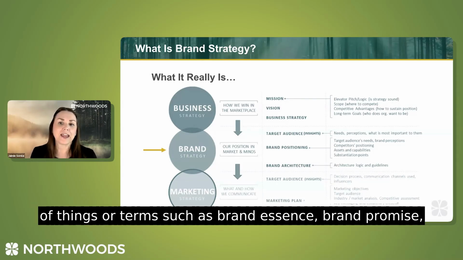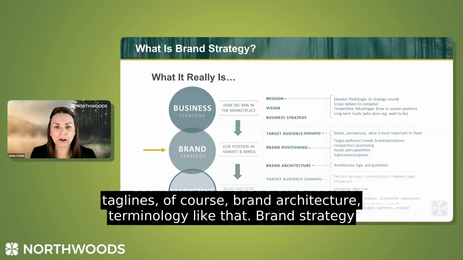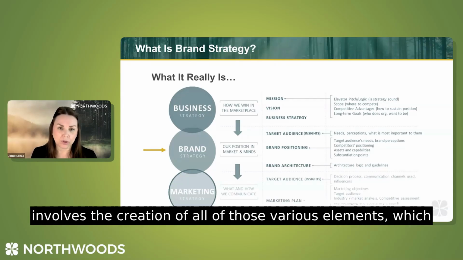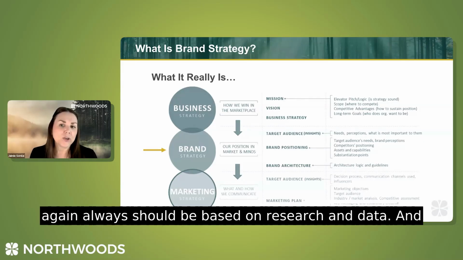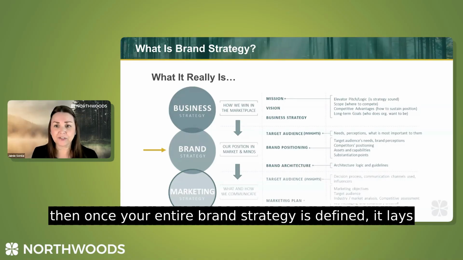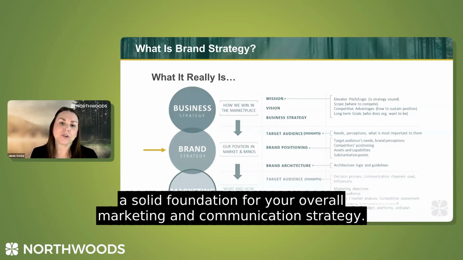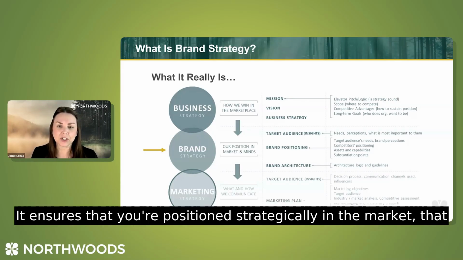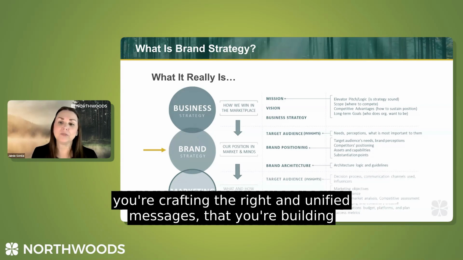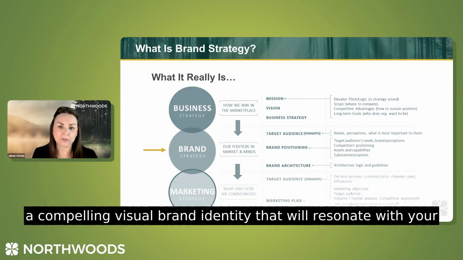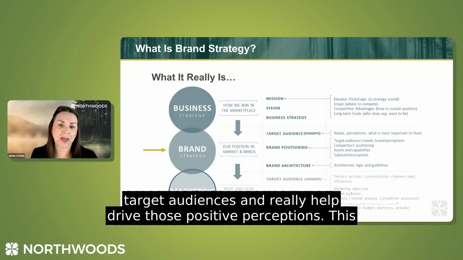So you may have heard of terms such as brand essence, brand promise, taglines, of course, brand architecture, terminology like that. Brand strategy involves the creation of all of those various elements, which again always should be based on research and data. And then once your entire brand strategy is defined, it lays a solid foundation for your overall marketing and communication strategy. And it ensures that you're positioned strategically in the market, that you're crafting the right kind of unified messages, that you're building a compelling visual brand identity that will resonate with your target audiences and really help drive those positive perceptions.